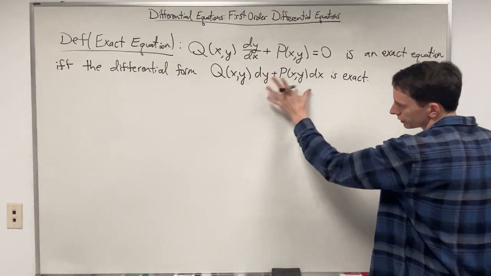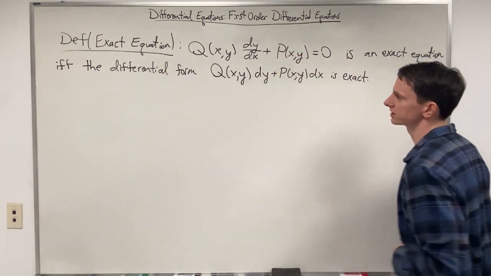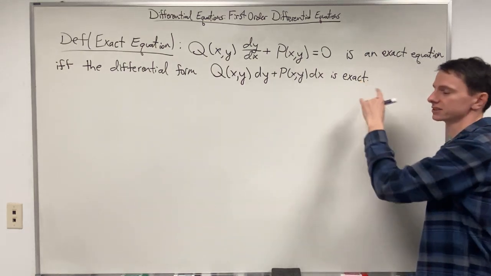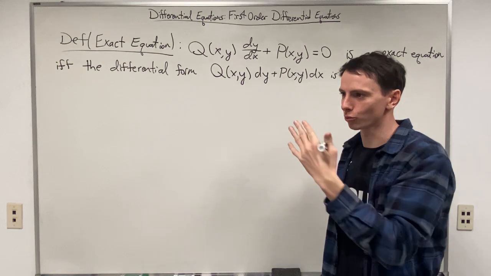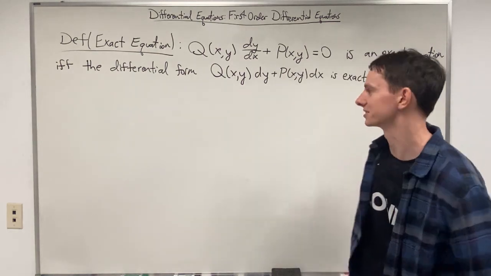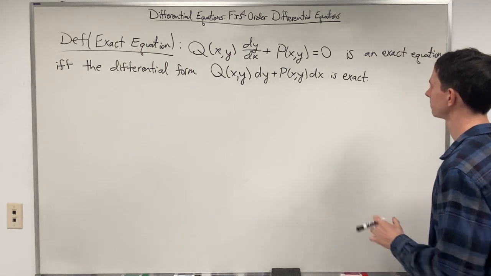So this is what a differential form is, and it turns out that the differential equation is exact if the differential form is exact. But then the next natural question, of course, is, well, what does it mean for the differential form to be exact? So let's go through that and explain what that means.